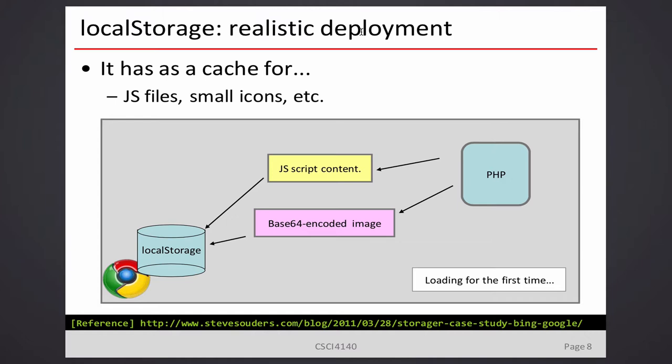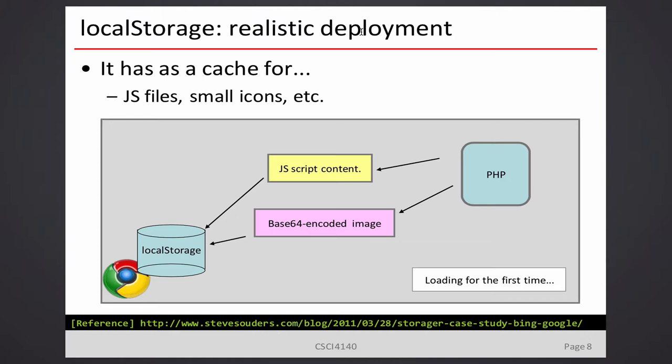I load a PHP file, but the PHP file tells me to load other JavaScript files and images. Can I do this? I know that those files are permanent, and I know that I need them every time. How about I keep those JavaScript contents as well as the images in local storage? If that's the case, that's good.